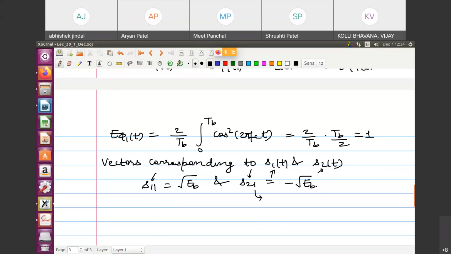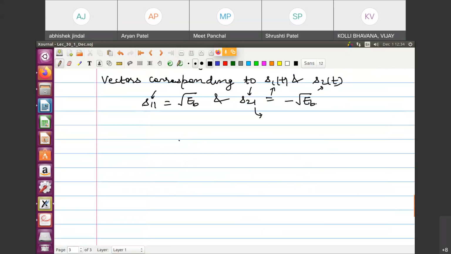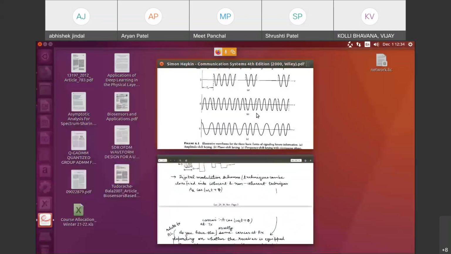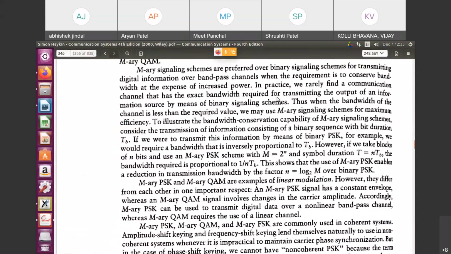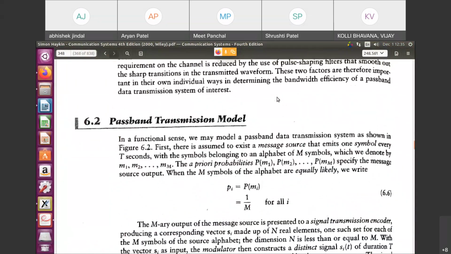So there are two things. If in the signal space I say that this is the axis for phi 1(t), there is a point which is root of Eb here, then there is a 0 in between, and then there is a point minus root of Eb. So this is basically the signal space diagram for BPSK. We can just see it in the textbook as well, so that if you are directly studying from the textbook, you can appreciate things better. Okay.